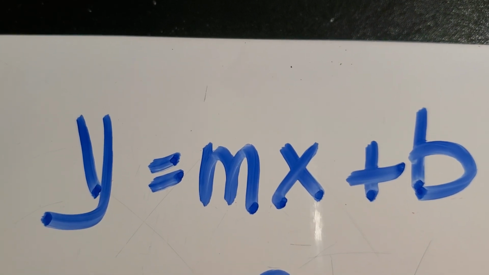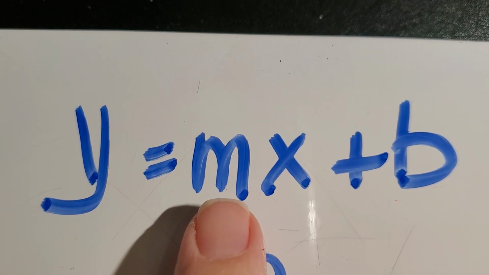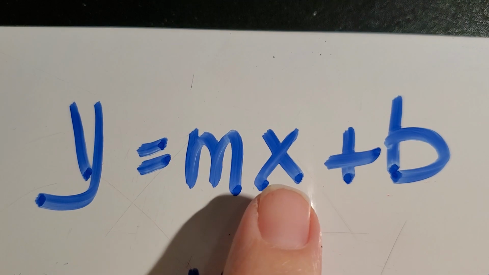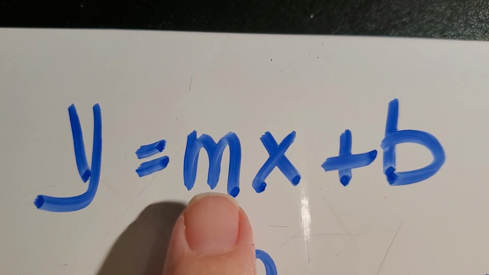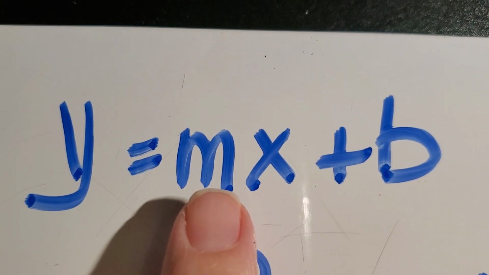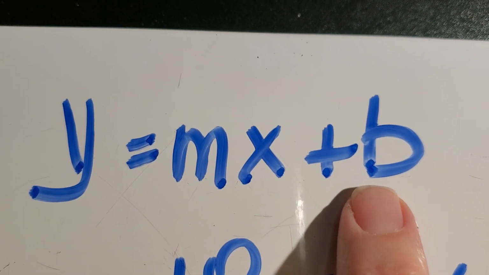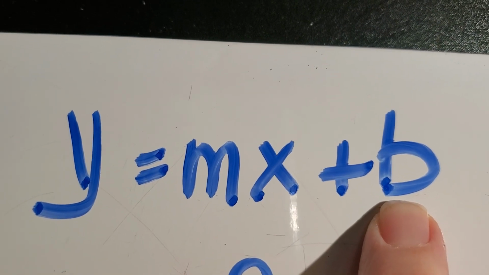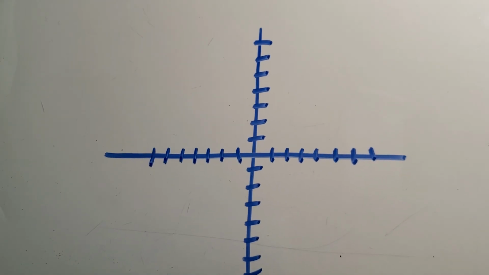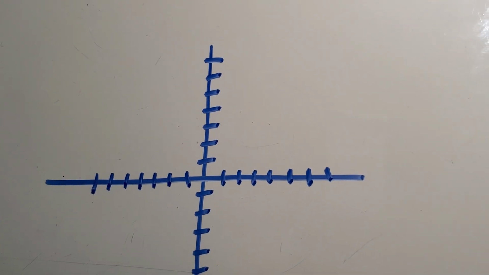Remember, slope-intercept form is y equals mx plus b. Remember that the m, or whatever the number is in front of the x, will tell you the slope of the line, whether it is a positive slope or a negative slope, and it'll tell you how steep that line is. And then remember the b, or just the plain number, is going to be the y-intercept, and that's where our line is going to cross the y-axis. And remember, when you're looking at a graph, this is the x-axis and this is the y-axis.